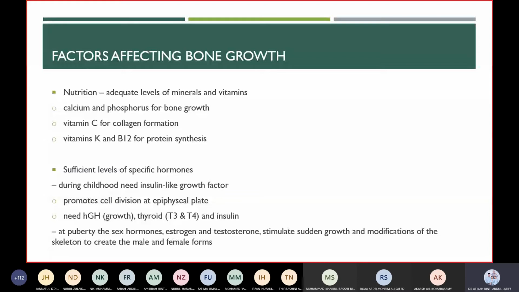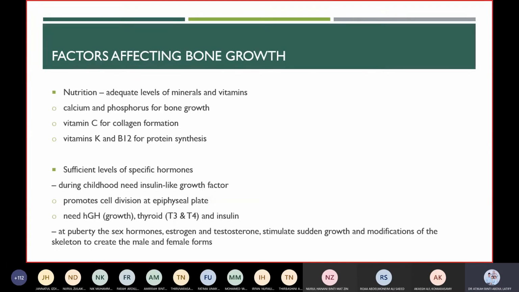Okay, sufficient levels of hormone as well. So we have hormones like your growth hormone and thyroid hormone, and insulin also helps in bone growth. But you will learn all this later in physiology, what's the process involved. Okay, so hormones at puberty such as estrogen, testosterone also help to stimulate sudden growth.